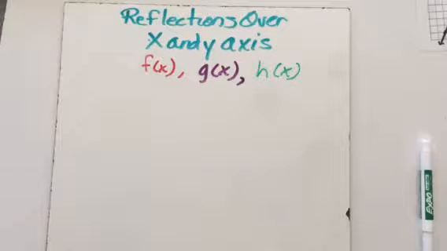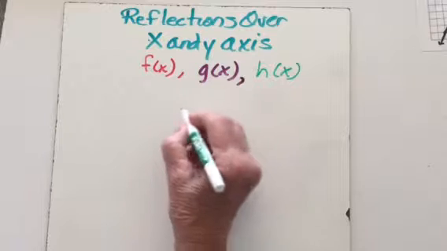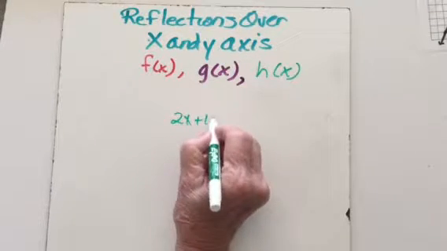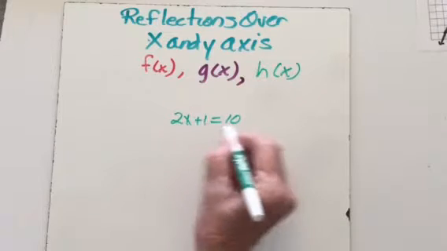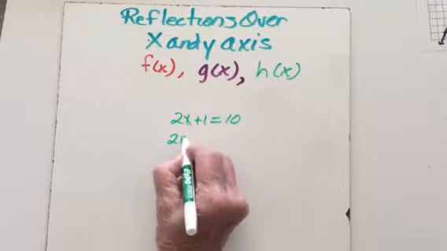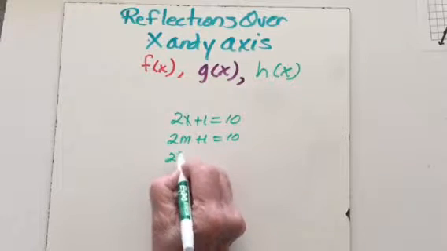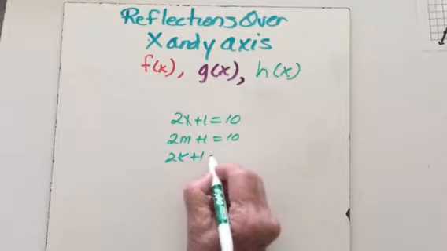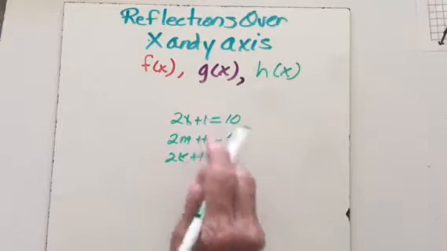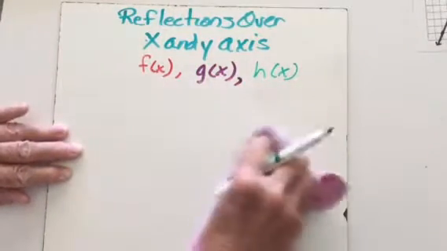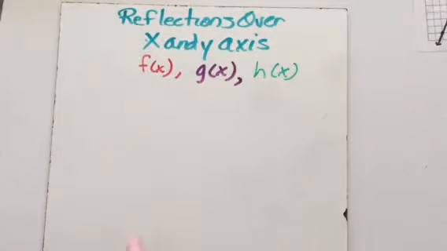You'll recall that when we're writing algebra equations, we can say something like this: 2x plus 1 is 10, right? We also could have said 2m plus 1 is 10. We could have said 2k plus 1 is 10. We could use any letters, okay? Well, it's the same way when we're doing these kinds of equations.